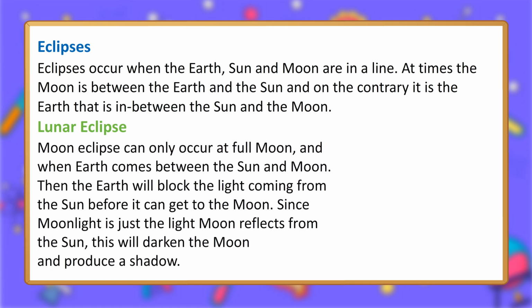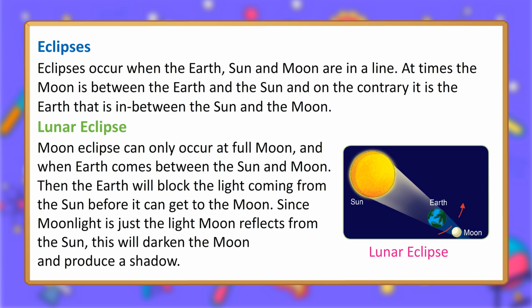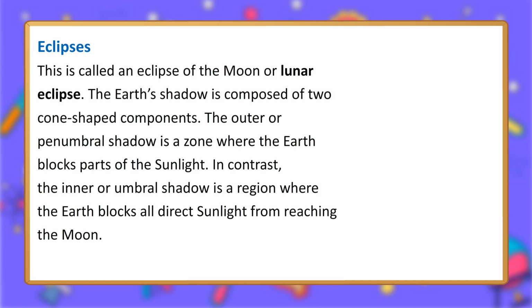Moon eclipse can only occur at full moon, and when Earth comes between the Sun and Moon. Then the Earth will block the light coming from the Sun before it can get to the Moon. Since moonlight is just the light the Moon reflects from the Sun, this will darken the Moon and produce a shadow. Lunar eclipse. Sun, Earth, Moon. This is called an eclipse of the Moon or lunar eclipse.